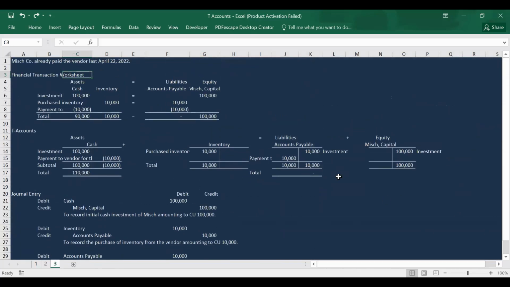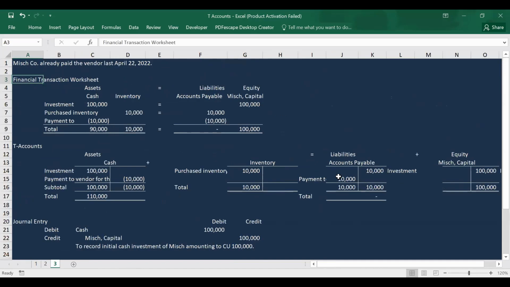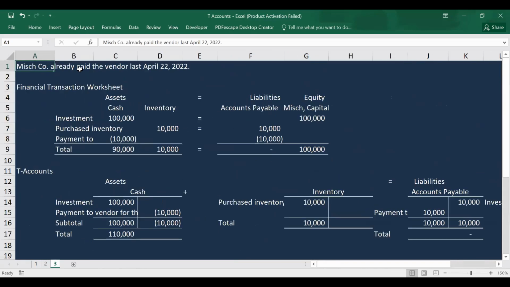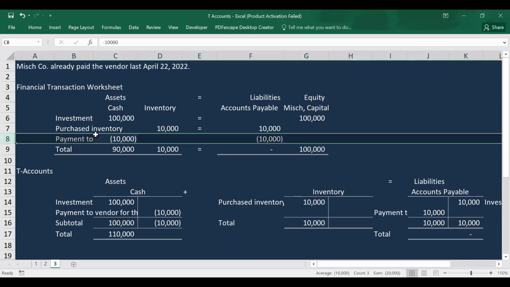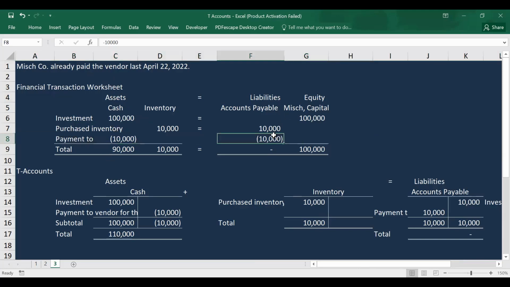So the third transaction is all about Mish Company already paid the vendor last April 22, 2022. So now, since it is already a payment, there is a deduction now to cash and liabilities. So we will indicate here a negative 10,000 to assets, specifically to cash, and then a negative 10,000 here to the liabilities, which is specifically to accounts payable. And as you can see, the equation is now again balanced. Okay?